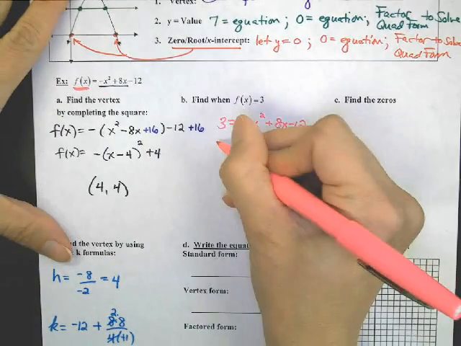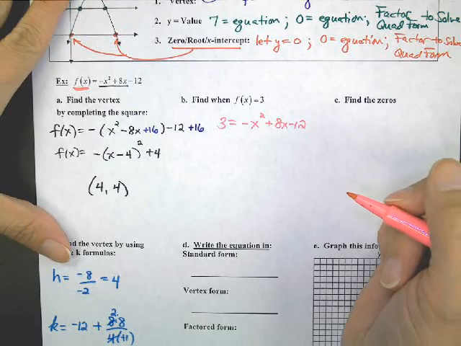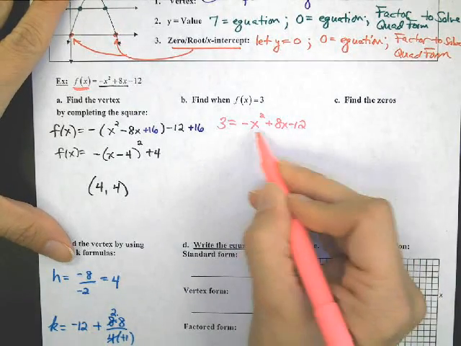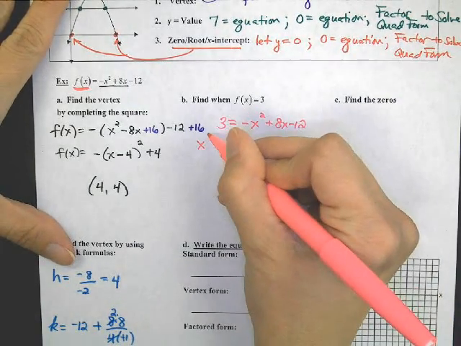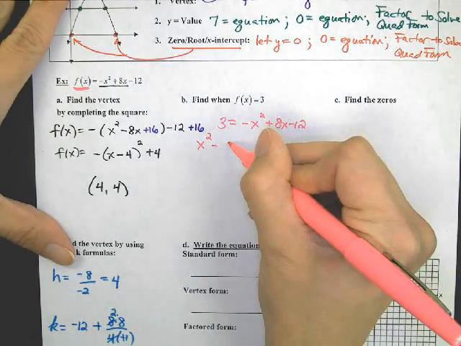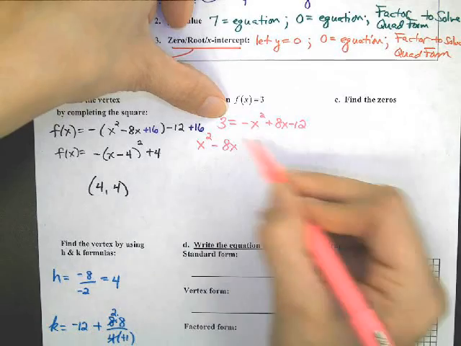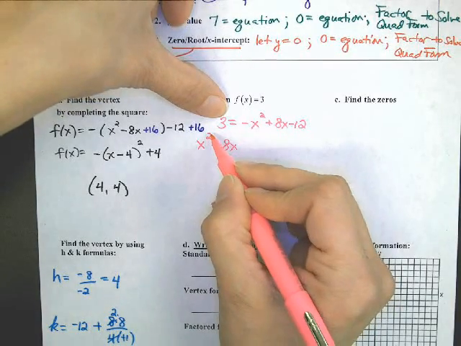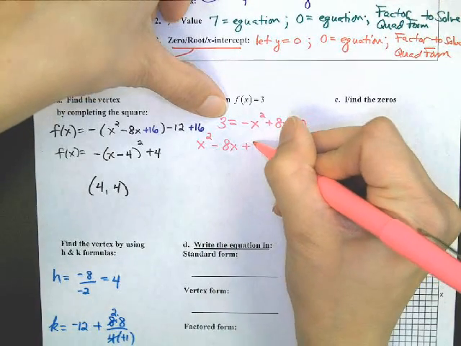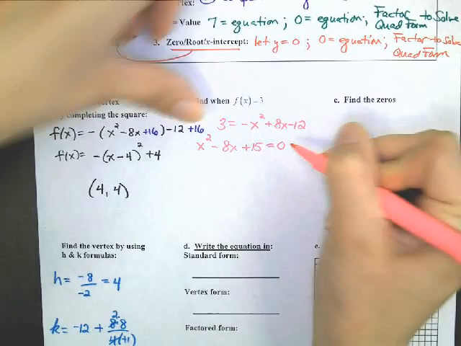Okay, so I'm going to move everything to the left side. I want to make a positive x squared. x squared minus 8x. Switch sides, switch signs. So that's going to be adding 12. 12 plus 3 is 15, equals 0.